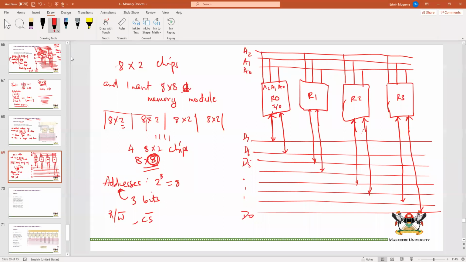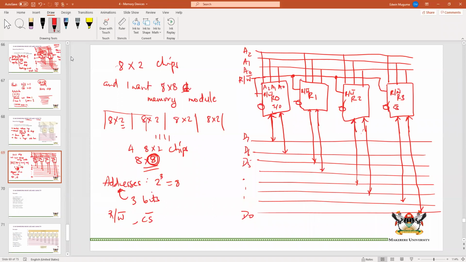So I should have read write, which goes to all four chips. I put the same command in all the chips so that if I'm reading, I'm reading from all of them simultaneously. If I'm writing, I'm writing into them all simultaneously. The address gives me the same address location in each of the 4 chips, so if I read, I read from the same address in all 4 chips. Then I can have my chip select.